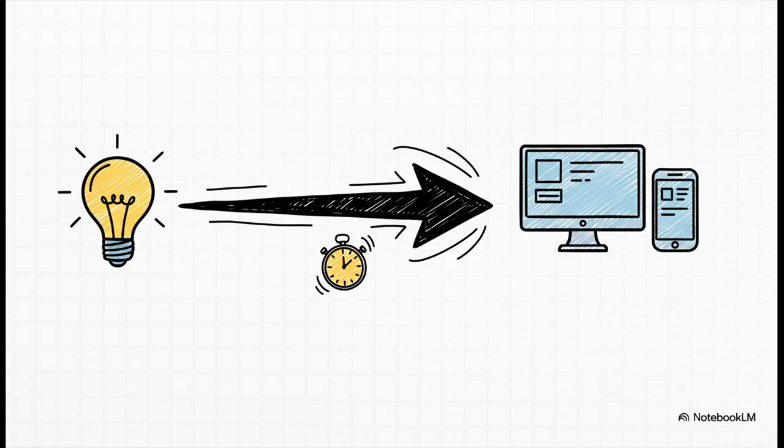Take Google AI Studio, for instance. This tool is all about one thing: speed. It's built to be the absolute fastest way to get from a concept in your head to a real live application that you can share with people. It is the king of rapid prototyping.